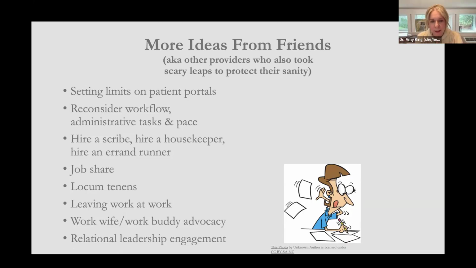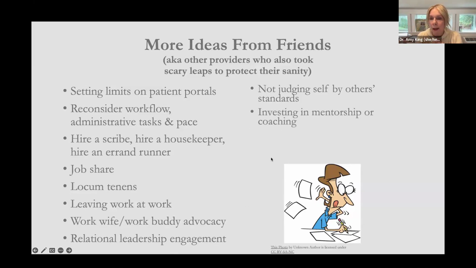If you are a leader, relational leadership engagement, which could be a whole other lunch workshop, but just being in relationship and not judging ourselves by other people's standards. Again, different people have different seasons in their life. Some of you are like, I don't mind staying until 7 o'clock because then when I'm done, I don't have to worry about a big pile in the morning. That's okay. That's your unique boundary. And everybody's a little bit different and not holding ourselves to other standards.